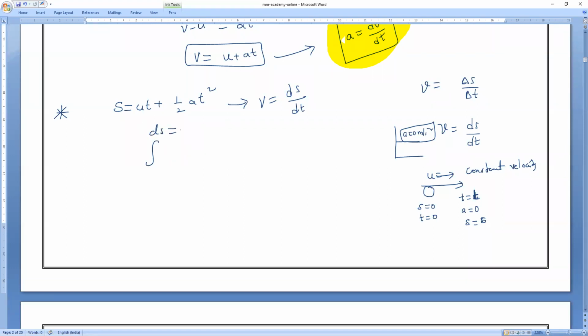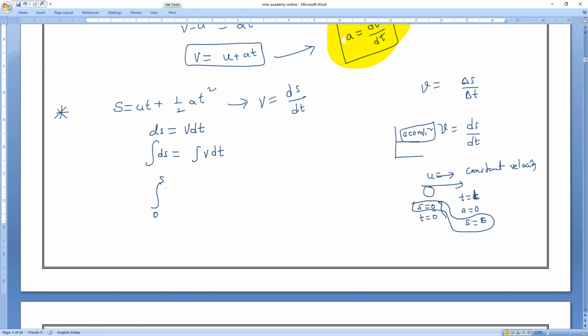Now modify this one. Can I write this as ds equals v dt? Is it right or wrong? Yes. Apply the integration. So ds equals the integration of v dt. What is the formula that will come? Integration of what, what is the limit? Limits are 0 to s, the distance.